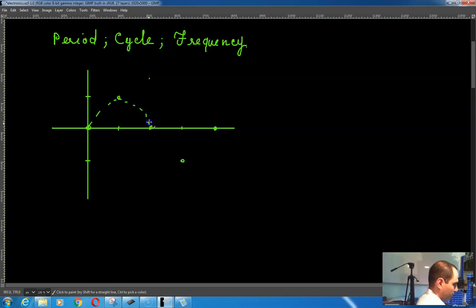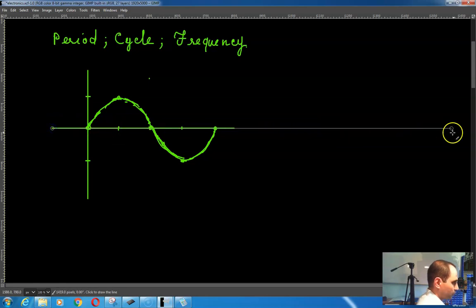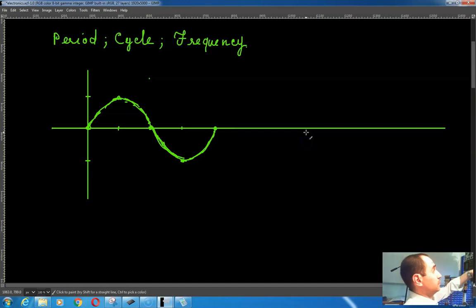If you have an AC signal like this, so essentially what happens is that this is one complete cycle of your AC signal, meaning that if I were to extend this, let me get this out of the way.